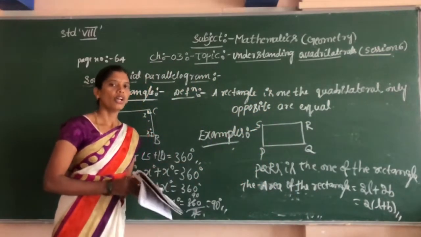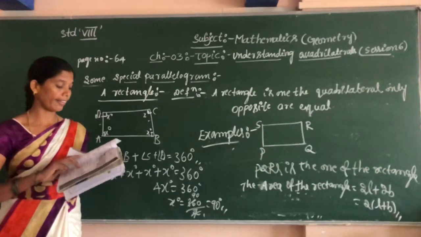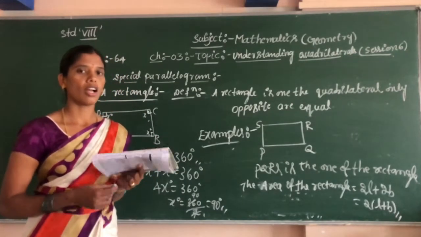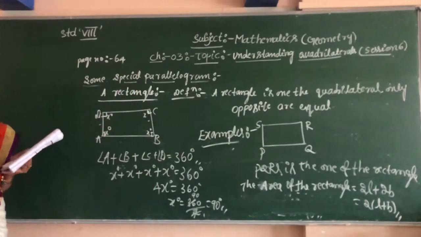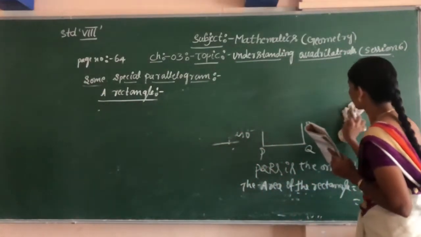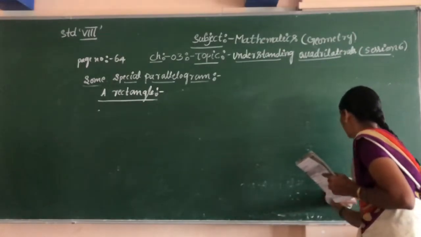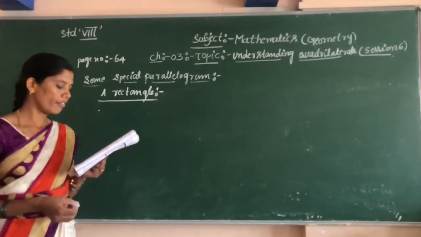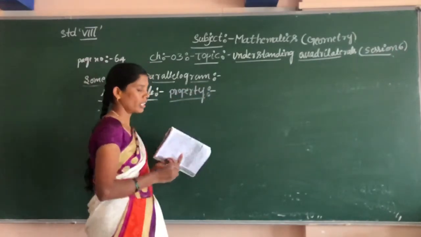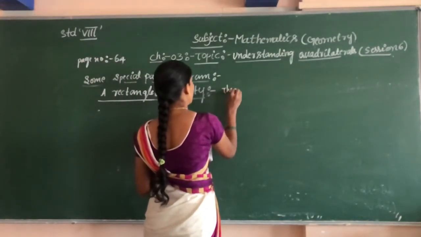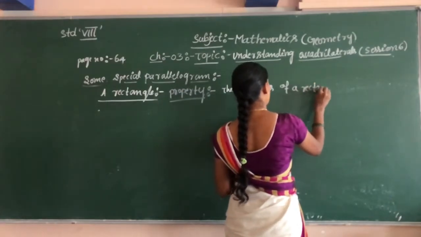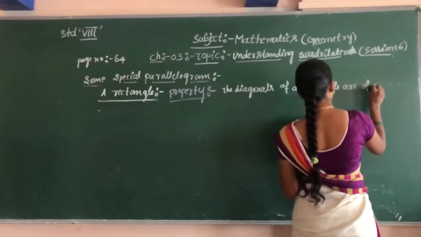Okay, children. So now next, the property of the rectangle. Property of the rectangle. Okay, children, open page number 66. Moksha. Okay. Property of the rectangle. I will erase this one. Okay. Property of the rectangle. So the statement is that the diagonals of a rectangle are of equal length.